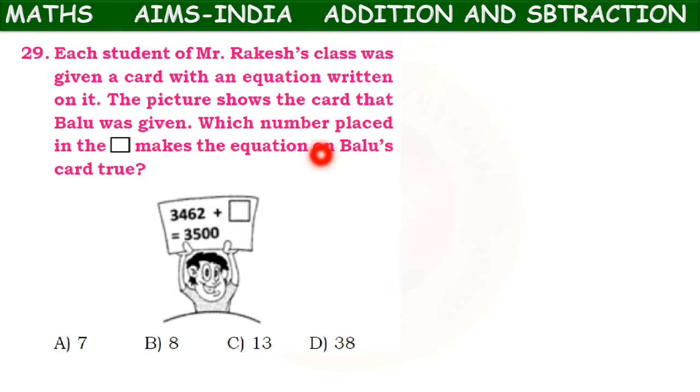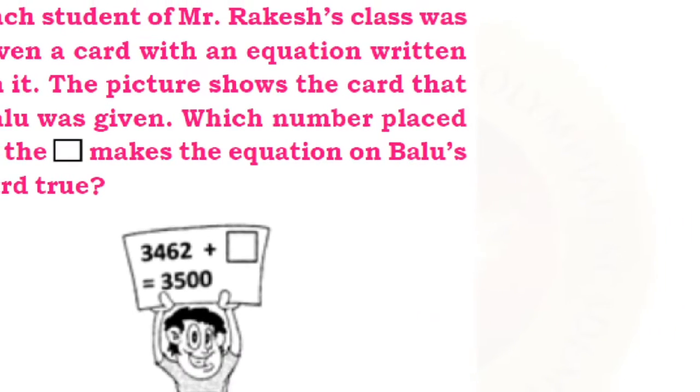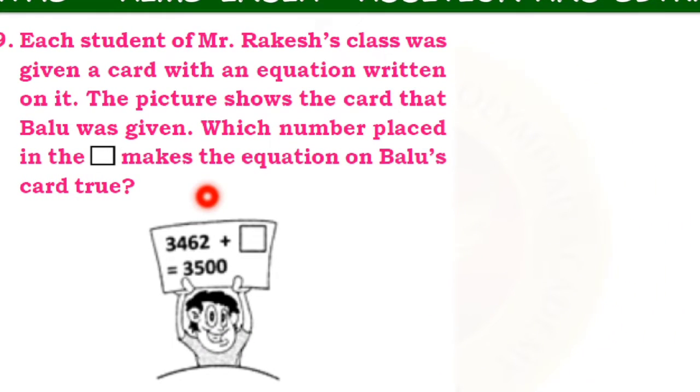Question number 29. Each student of Mr. Rakesh's class was given a card with an equation written. The picture shows the card that Balu was given. Which number placed in the box makes the equation on Balu's card true? See, here we have an addend plus dash is equal to sum. We have one addend and we have the sum. We need to find the other addend.